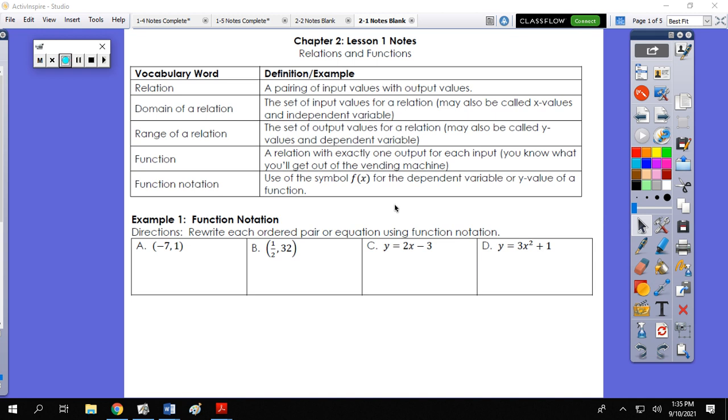So the example that we use, the real world example, is a vending machine. When you press a button on a vending machine, that machine delivers the snack that you expect to come out. It doesn't have a chance of sending out more than one different item.